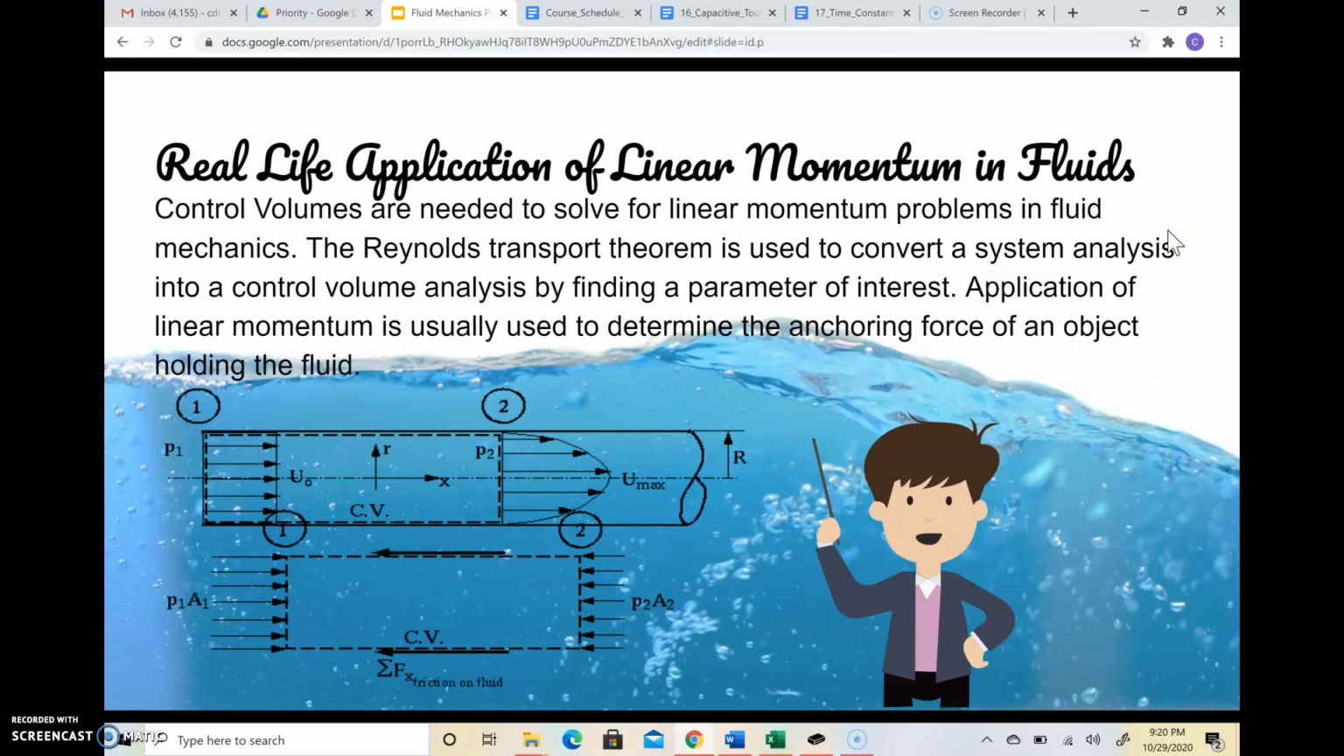Real-life applications of linear momentum in fluids. Control volumes are needed to solve for linear momentum problems in fluid mechanics. The Reynolds transport theorem is used to convert a system analysis into a control volume analysis by finding a parameter of interest. Applications of linear momentum is usually used to determine the anchoring force of an object holding the fluid.